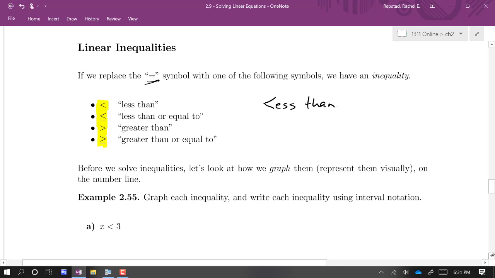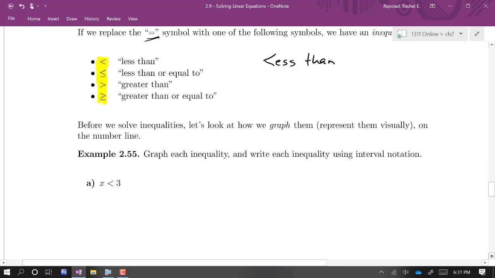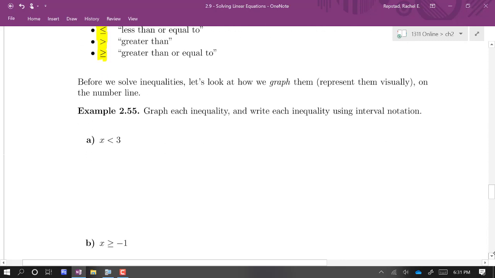And before we solve these linear inequalities, first we're going to look at how we represent them or graph them, represent them visually. So picture a number line. An inequality will represent a range of values, a range of infinitely many values on the number line. So x less than 3, that's strictly less than. That means it could be any number less than 3 and as close to 3 as we want, but just not including the actual number 3.